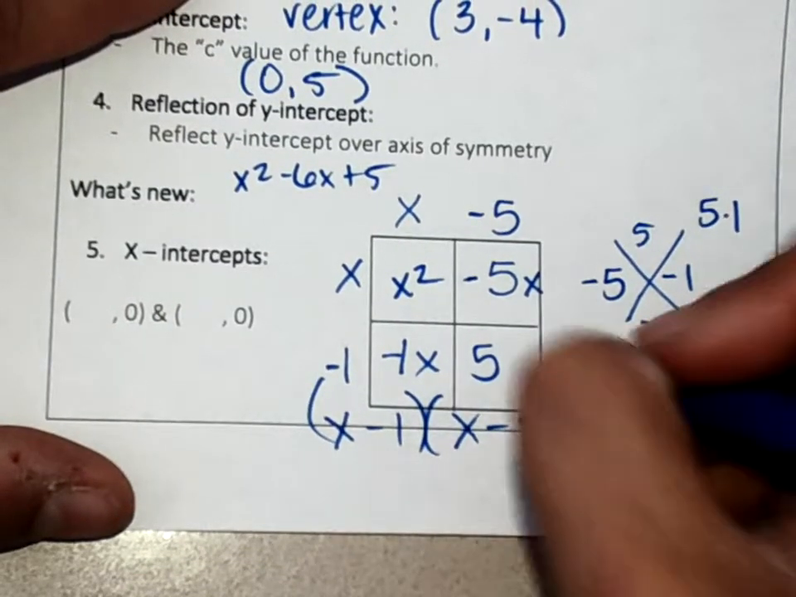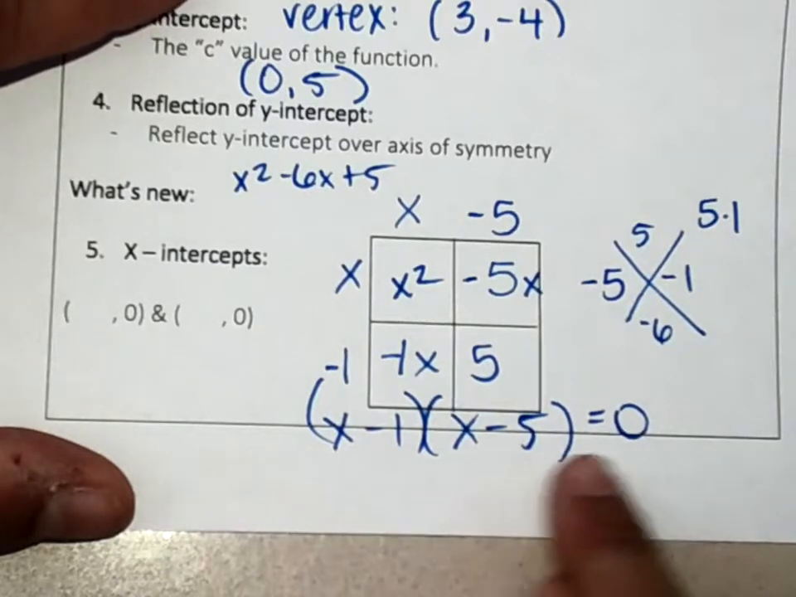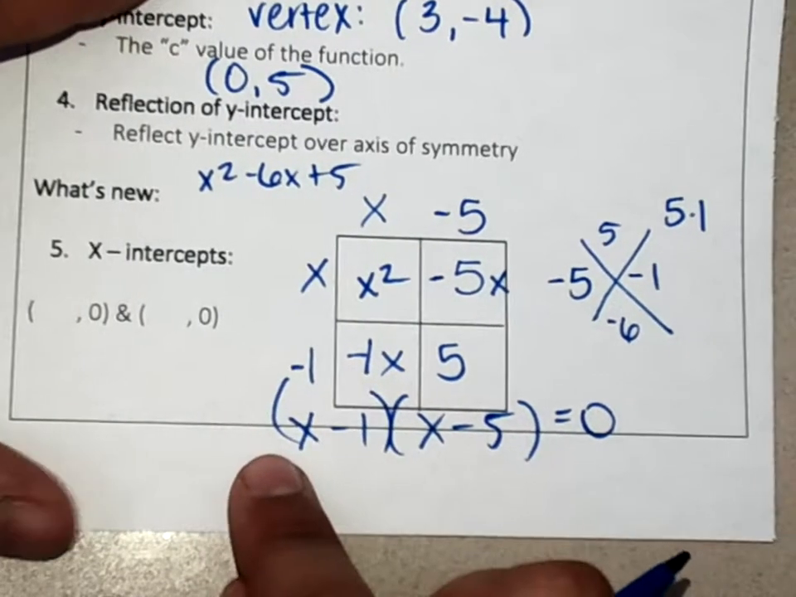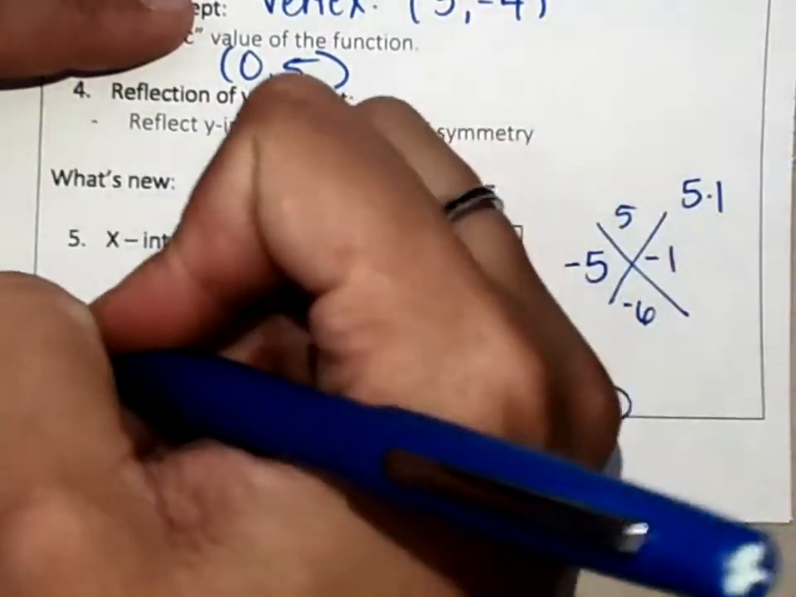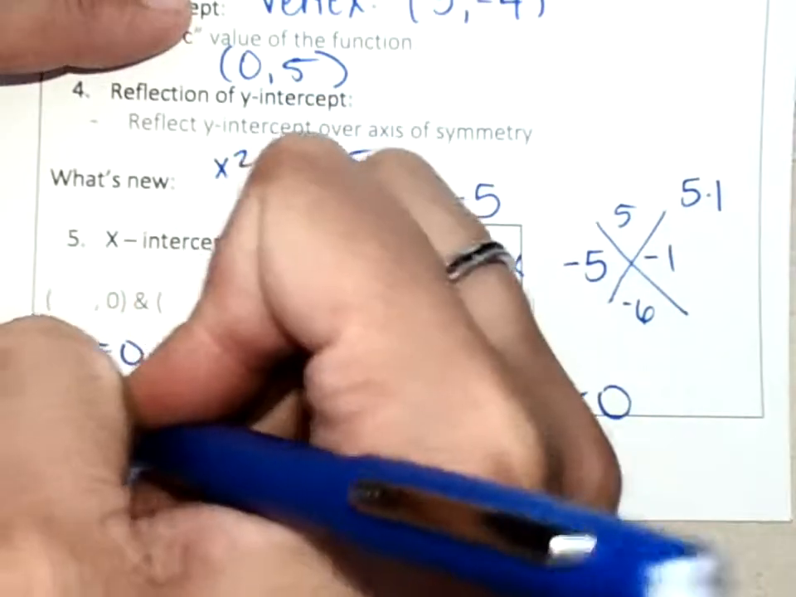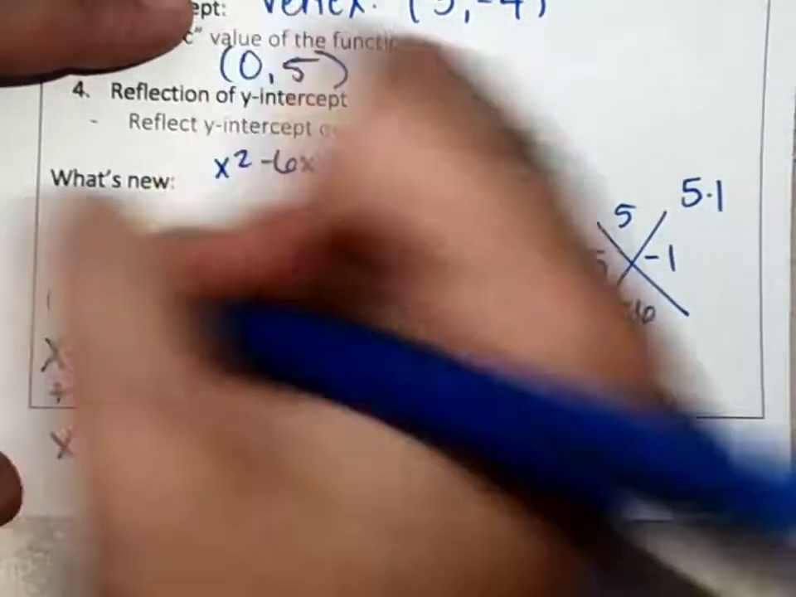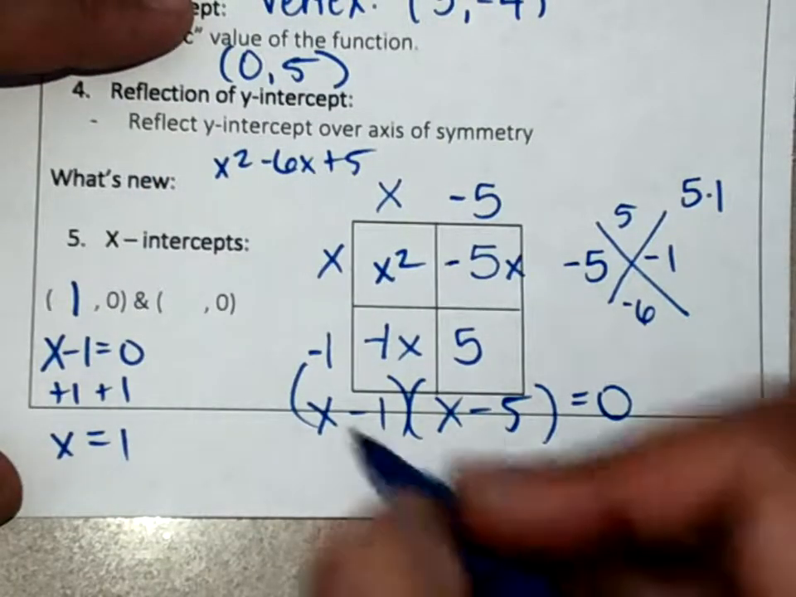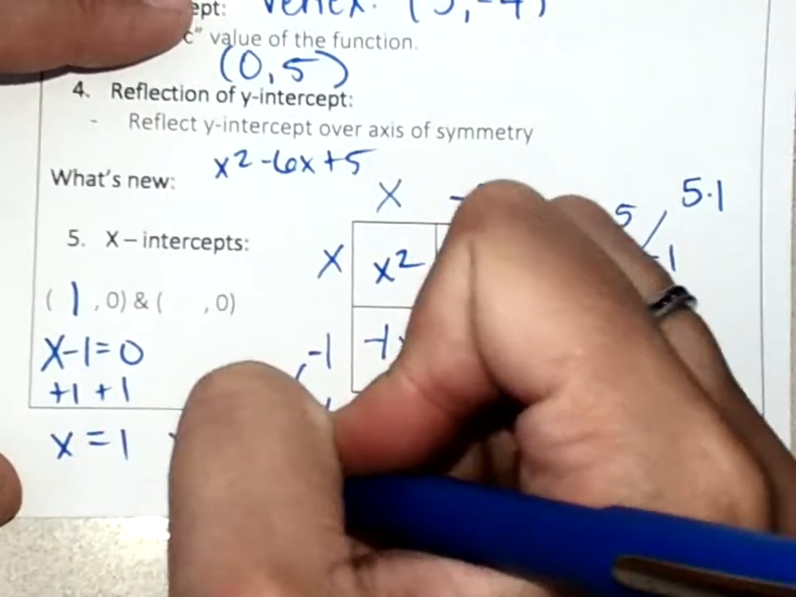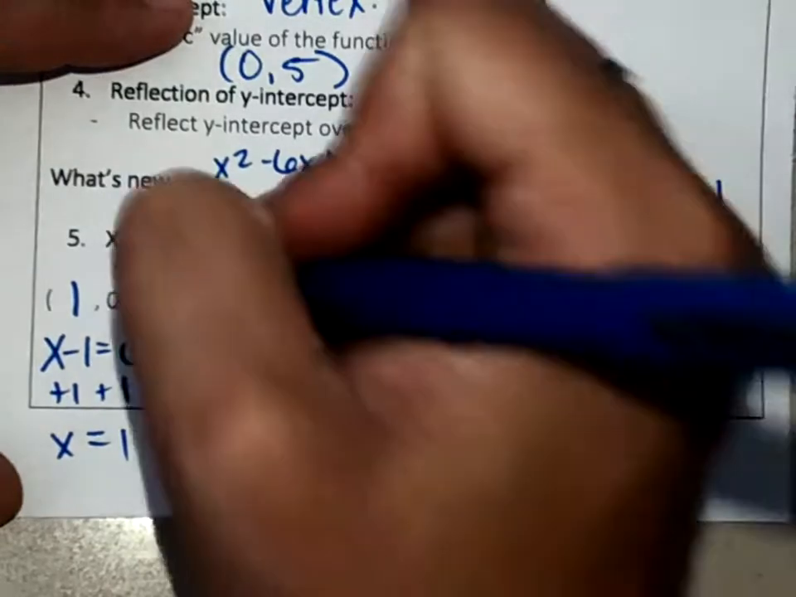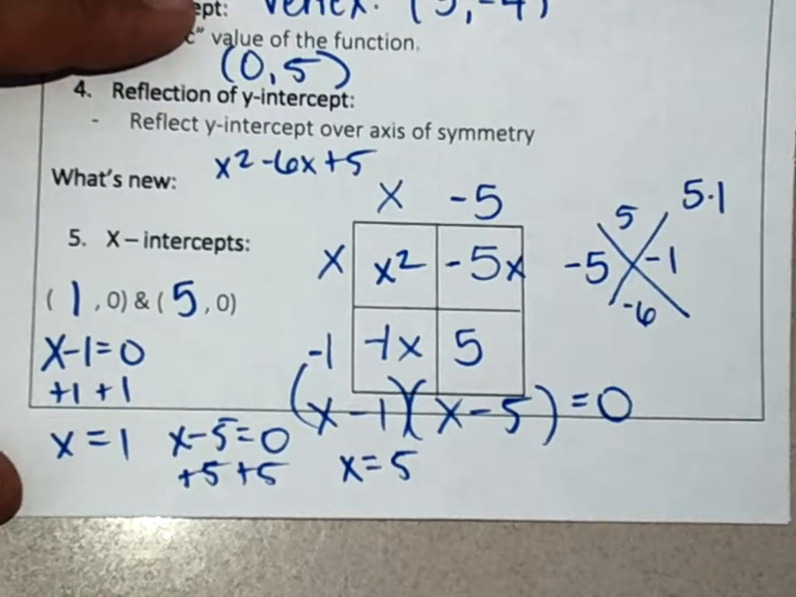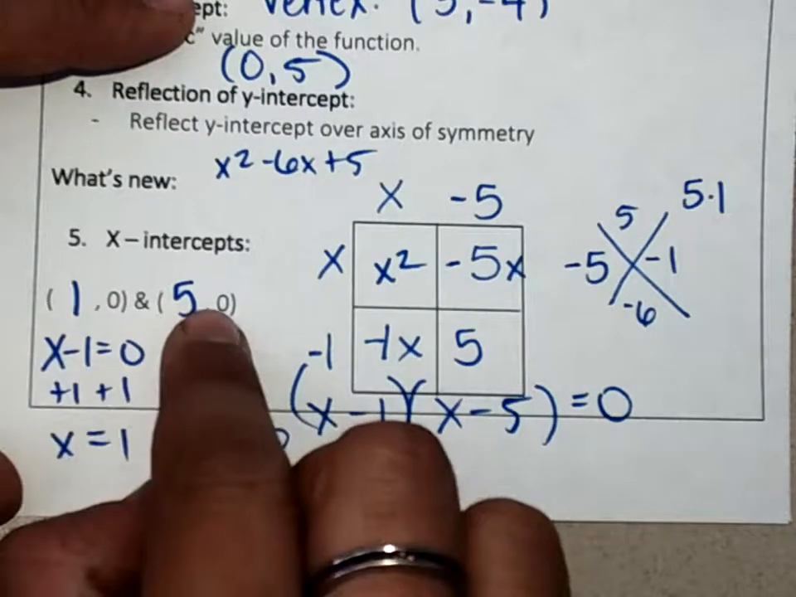Now, we set this equal to 0 in order to find the x-intercepts. So individually, I'm going to solve each one of these. First, I'll solve x minus 1 equals 0. I add 1 to both sides and get x equals 1, which is therefore my first x-intercept. My second x-intercept, x minus 5 equals 0. I add 5 to both sides, giving me x equals 5, which is my second x-intercept. I'm now going to go to my graph and plot both of these points.